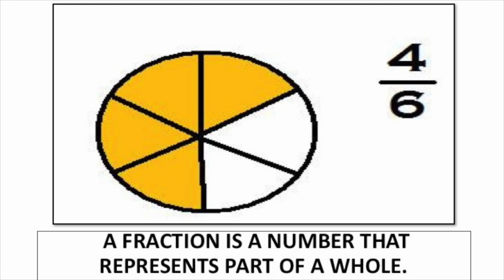For example here, how many parts are in yellow? 4. But how many parts to the whole? 6. So we say the fraction here, 4 over 6, or 4 sixths.